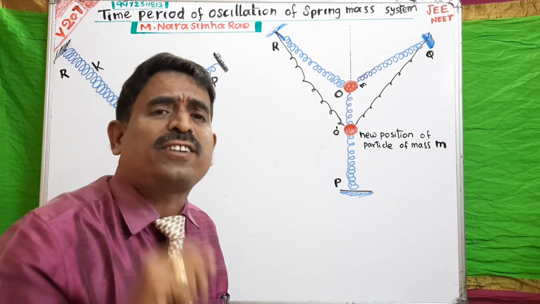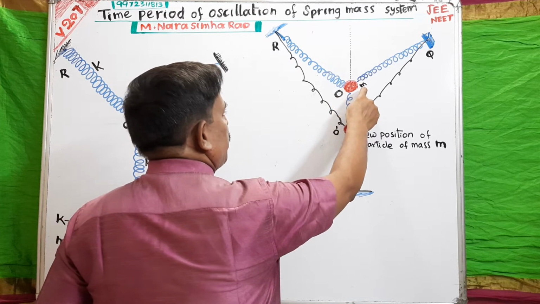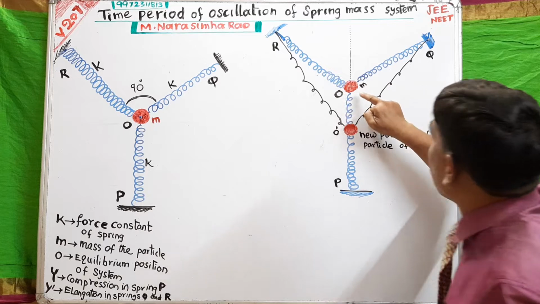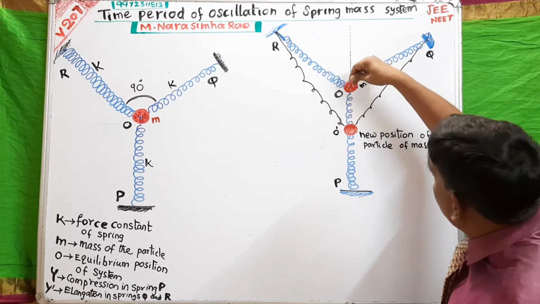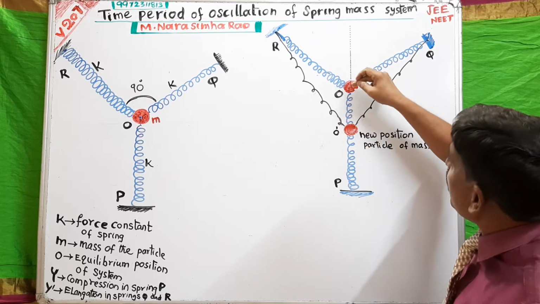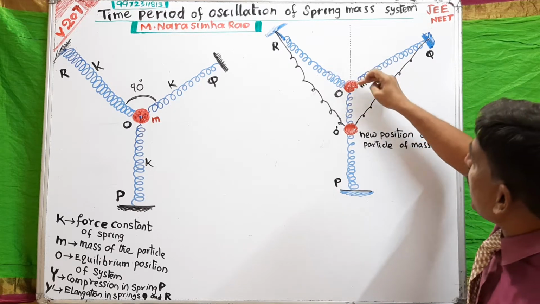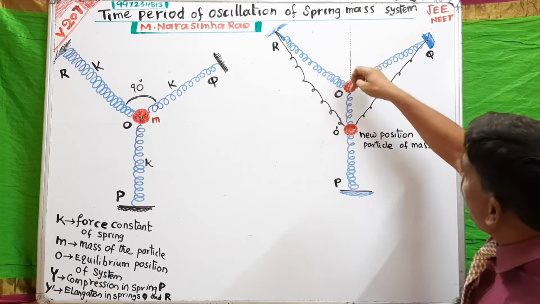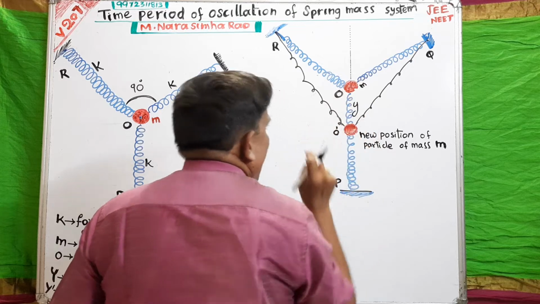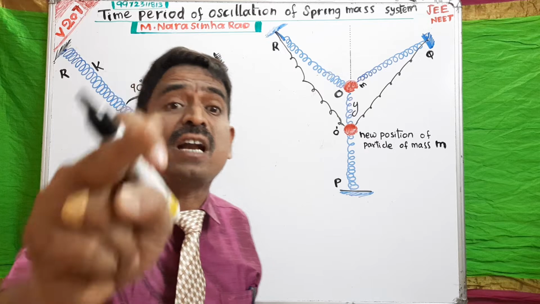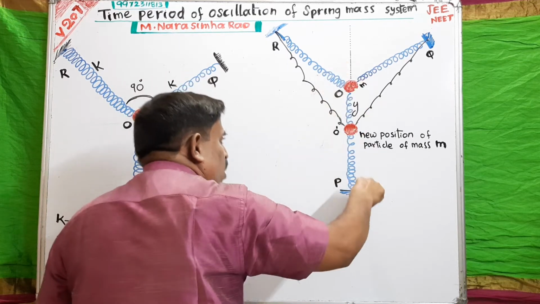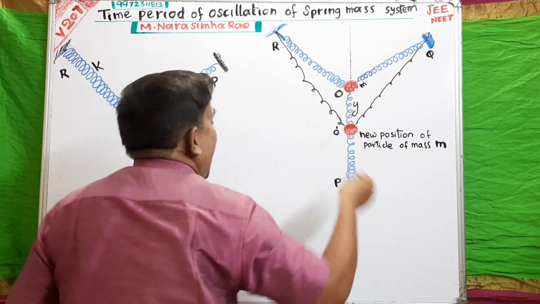Now please listen. After some time, this particle of mass m is pressed downward along the OP direction through a distance of y. From O to O dash, the distance is y. This is the new position of this particle of mass m, and we are pushing this particle in the downward direction along OP through a distance of y and leaving it free.